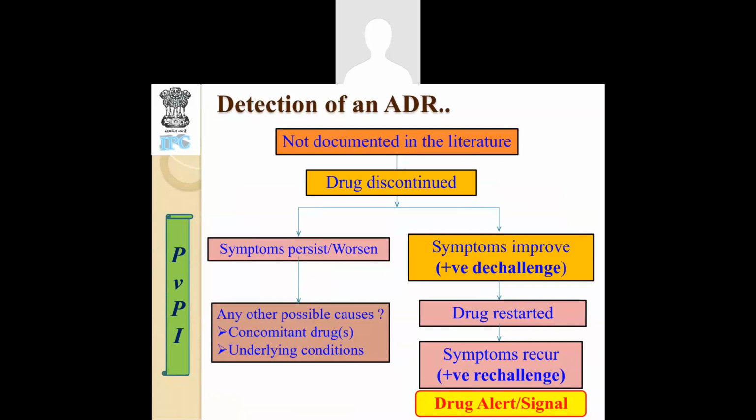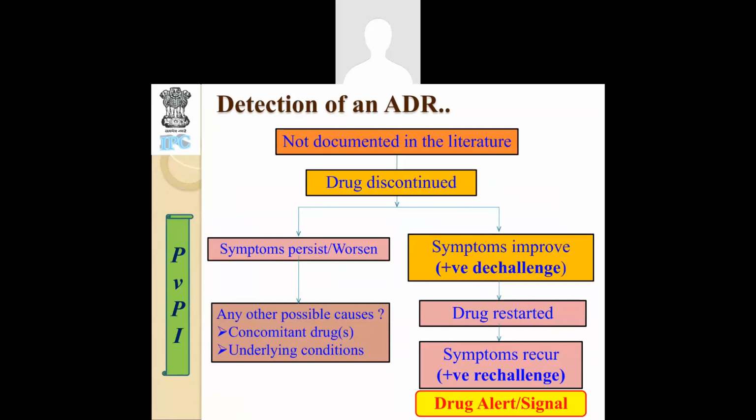And again, you re-challenge the drug. The drug is restarted in the same patient. If the symptoms recur, and the same adverse drug reaction recurs, then it is what we call a positive re-challenge. Then it becomes a drug alert or a signal. I told you in the beginning, if it was not documented in the literature or in the textbooks, you can make it a signal. So here comes this pattern.